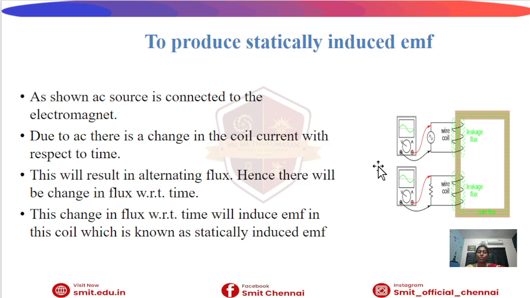Next, the production of statically induced EMF. This diagram explains it step by step. AC supply is given to the coil. Then the AC current changes continuously, so this produces an alternating magnetic flux. The flux linked with the coil changes. So according to Faraday's law, the EMF is induced.